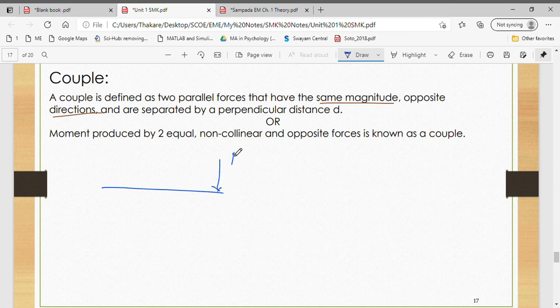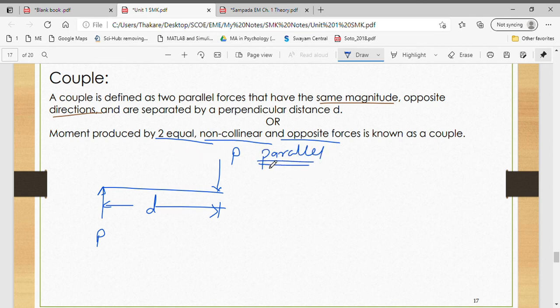Here you have one force P and another force of the same magnitude, parallel forces, separated by distance d. So these two forces will form a couple. Or a couple can also be defined as the moment produced by two equal, non-collinear and opposite forces. These two forces also have to be parallel. Two unlike parallel forces of equal magnitude will generate a couple.